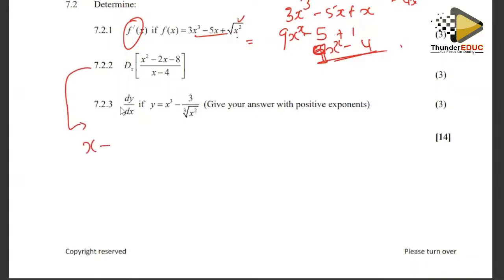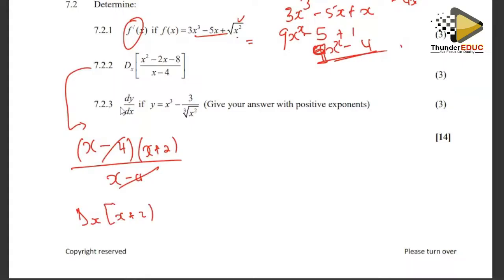be x minus 4, x plus 2. You're dividing it by x minus 4. This is going to cancel that. And then they want us to find the dx of x plus 2, meaning that our answer is just a 1. We only derive the x because the constant will end up giving us just a 0.